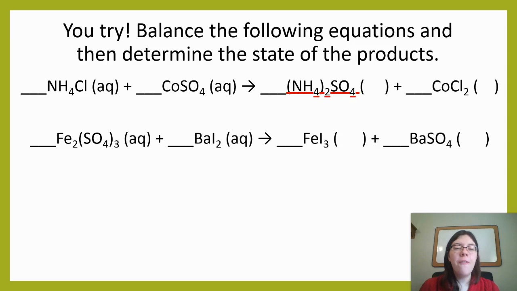And then I just want to point out for that last reaction, the iron sulfate with the barium iodide, none of those compounds are part of the NA COPS rule. So I want you to use that table in your notes to figure out the solubility of the 2 products. So go ahead, pause the video, figure out the solubility, balance these 2 reactions, and then come back.